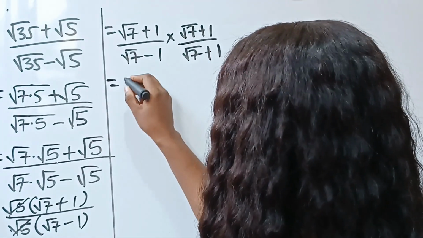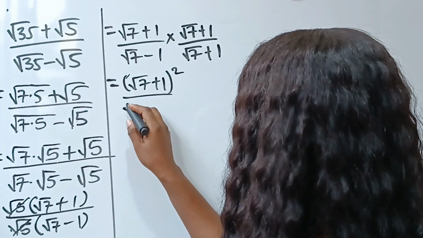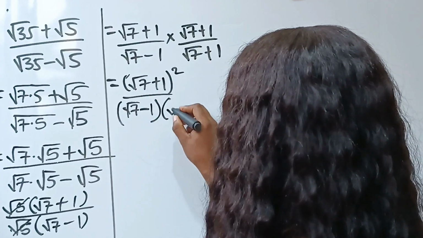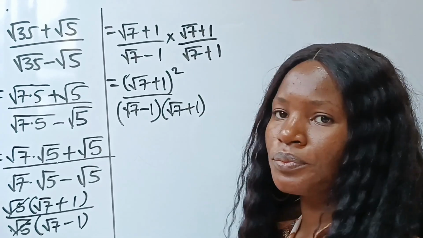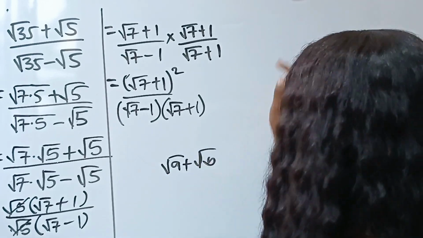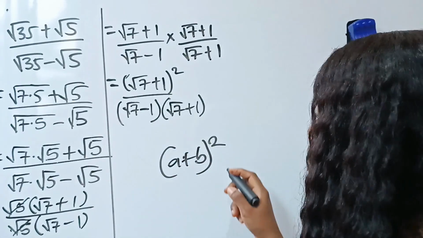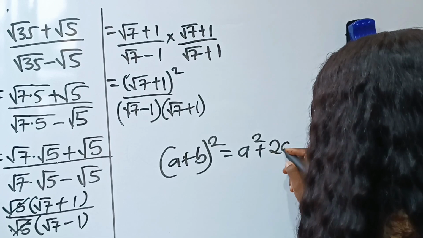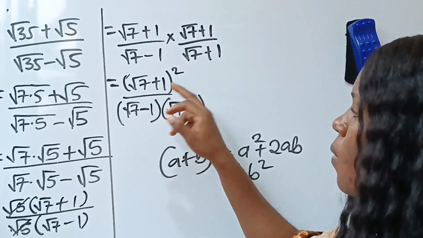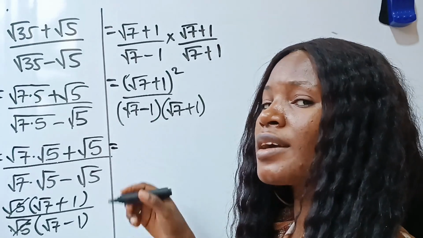Okay, so this is equal to root 7 plus 1 squared, divided by root 7 minus 1, multiplied by root 7 plus 1. Now when you have a plus b raised to the power of 2, this is equal to a squared plus 2ab plus b squared. Now in this case our a is root 7 while our b is 1. So let's go ahead and solve.